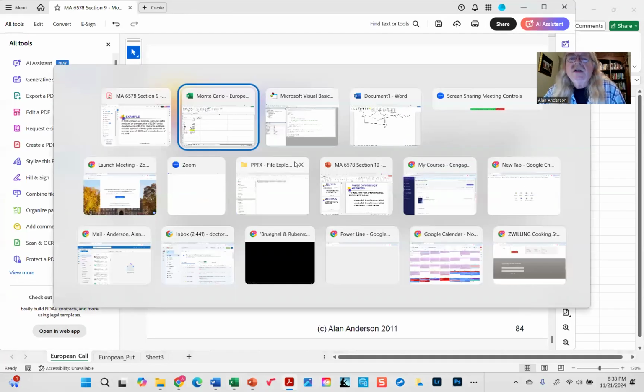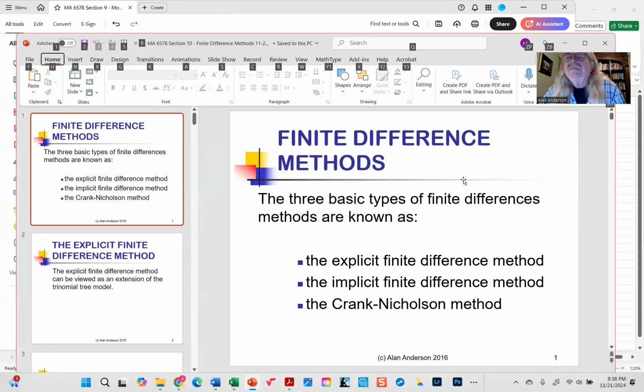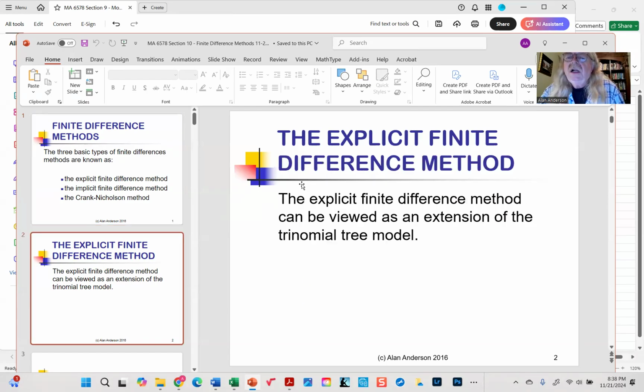Now we're ready to go on to finite difference methods, which in a way is a more general approach to what we've already been doing. There are actually three ways of going about this. Think of these as a discrete time version of differential equations. And you'll see that the explicit finite difference method, which is the one we'll be looking at here, is essentially a more general version of the trinomial tree model, which means that it's easy to keep track of all this information.